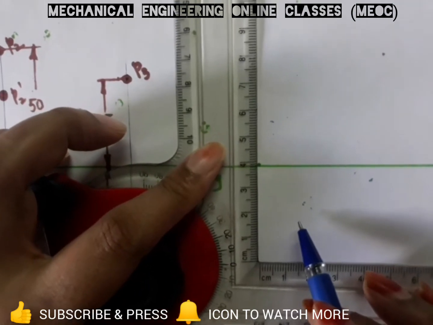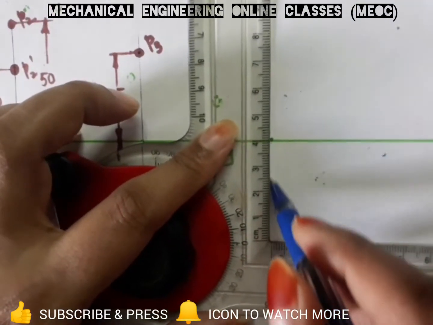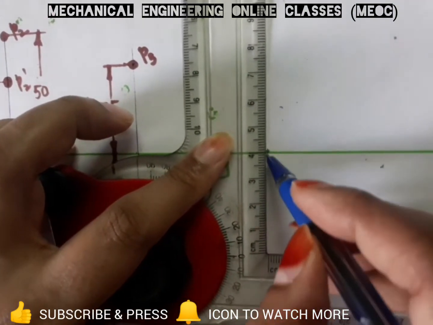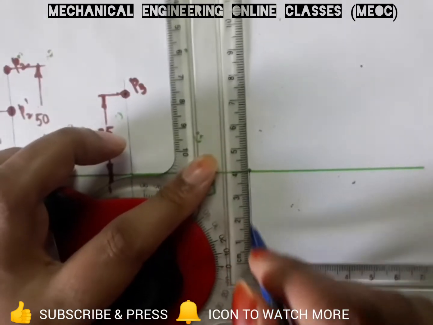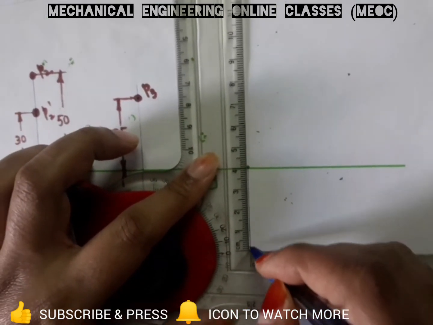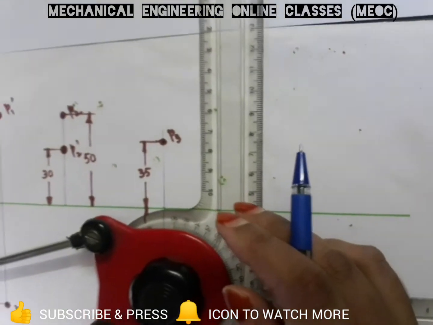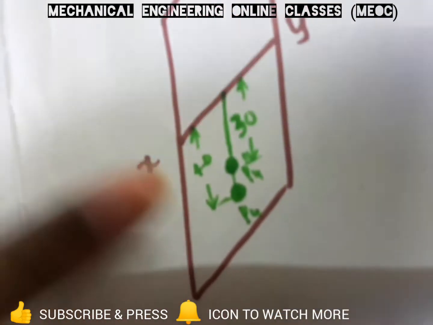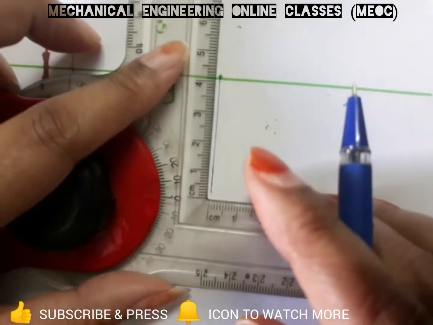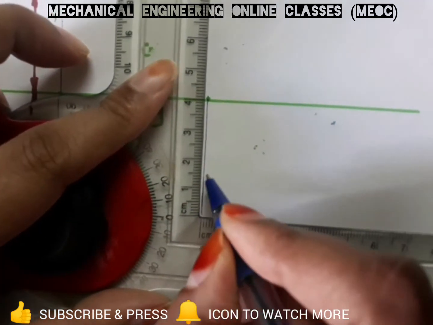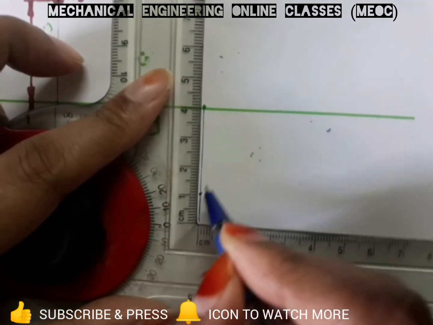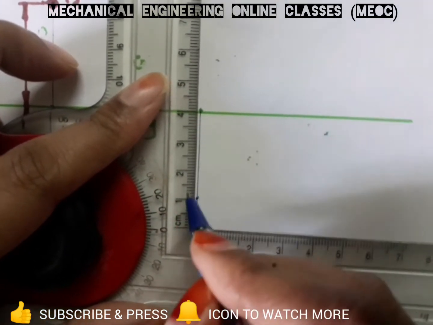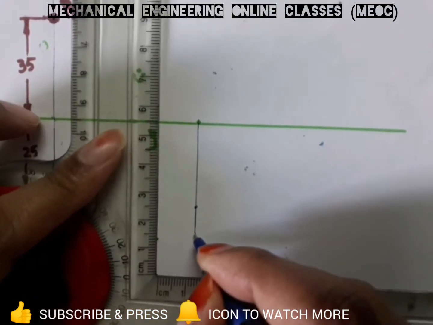I will draw a vertical line. Where is the front view? It is 30 mm below the XY line, and the other is 40 mm below the XY line. So I am taking 40 mm length here. Up to here it is 30: 1, 2, 3, 4. This is 3 units and this is 4 units away.